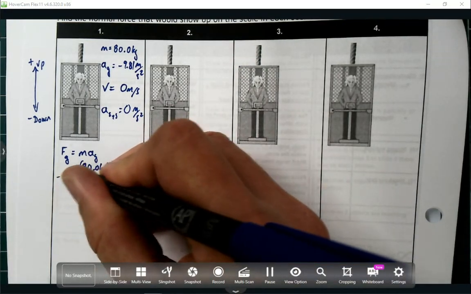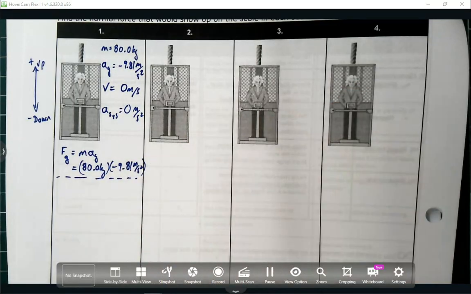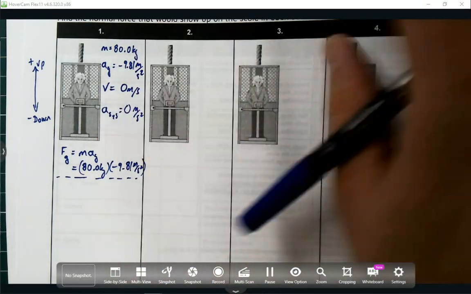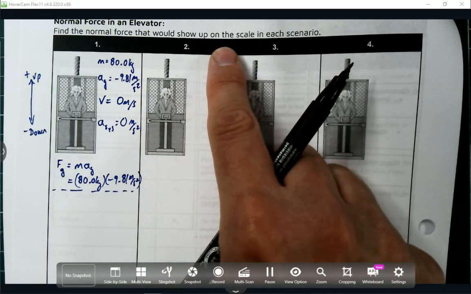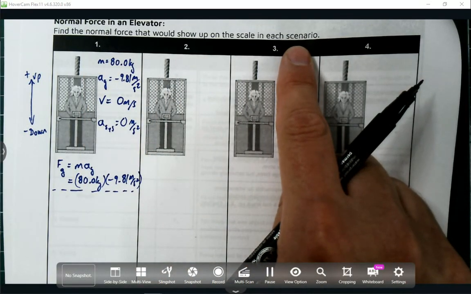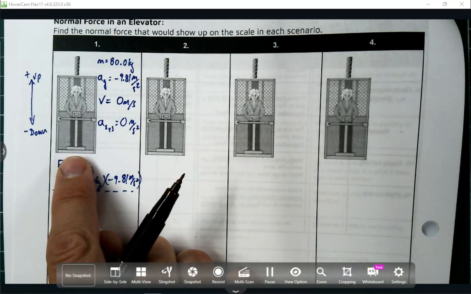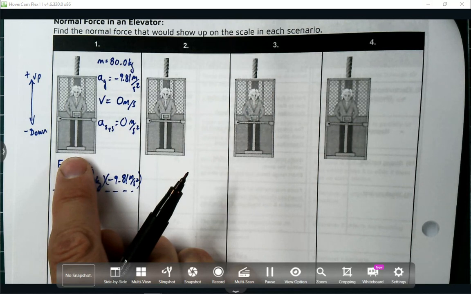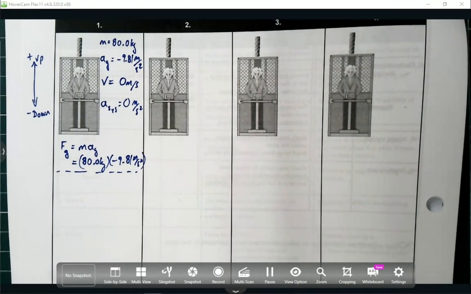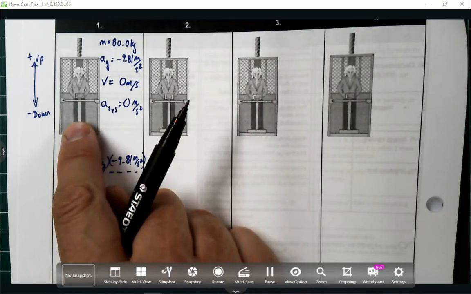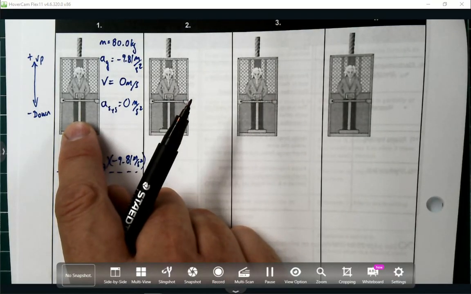And so that might be something that you just do without even being asked. And I haven't asked a question yet out loud, but it says at the top of the page to find the normal force that would show up on the scale in each scenario. And so the normal force would be the force between the person's feet and the ground, the upward force acting on the person. And in this case, or in the case of any time you stand on a bathroom scale, that normal force is essentially what's being read off the bathroom scale. So we're thinking about what the reading on the bathroom scale would be if this was like a bathroom scale of physics or a doctor's scale of physics that would give readouts in newtons.